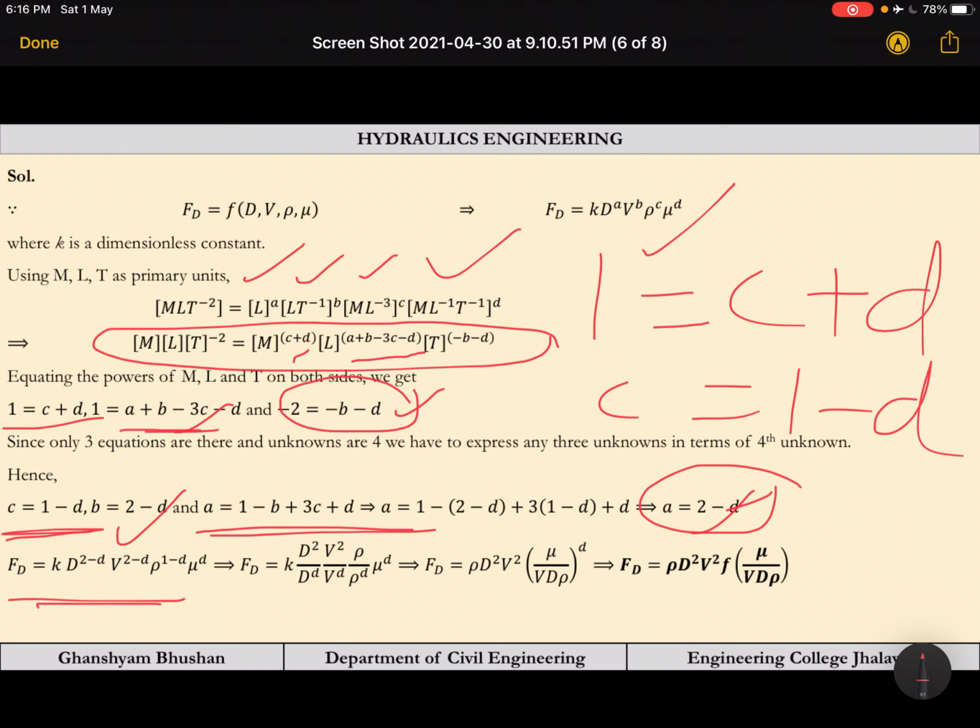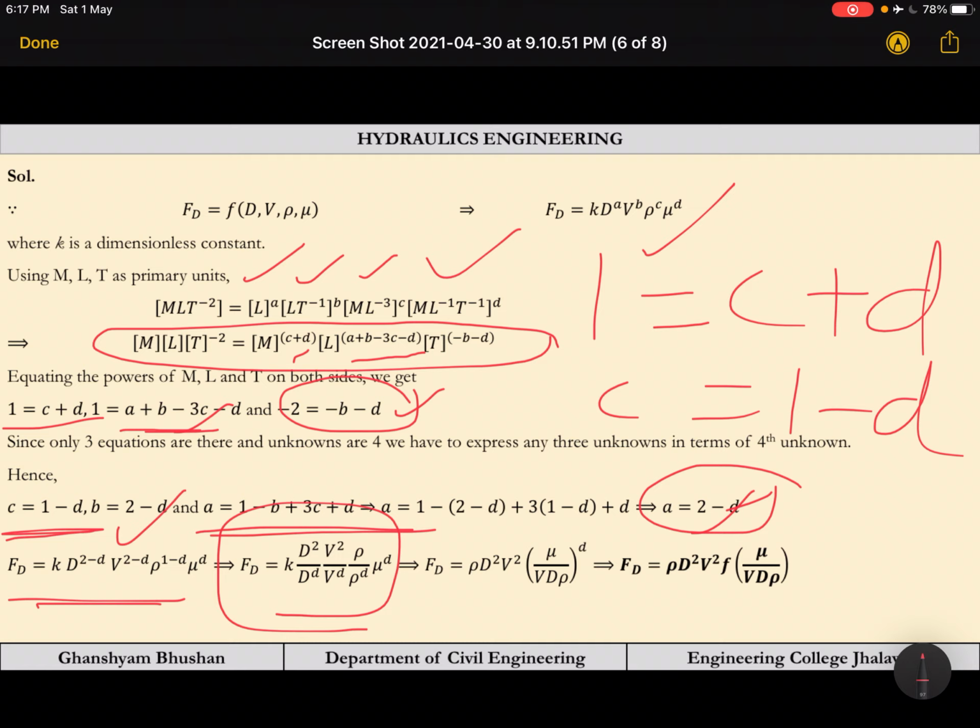Now we will be clubbing all the powers which are having d, and other powers we are knowing. Just d square by d. D raised to power 2 minus d can be written as d square by d. V raised to power 2 minus d can be written as v square upon v raised to power d, and rho upon rho raised to power d, and mu raised to power d. So this equation you can see.